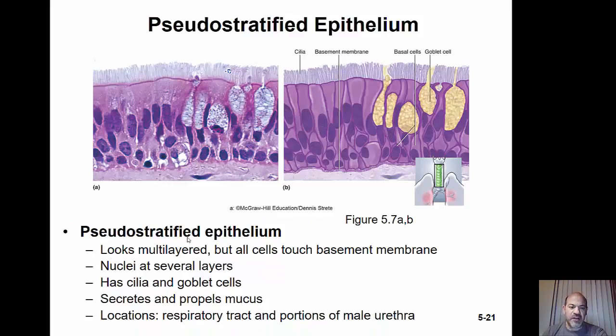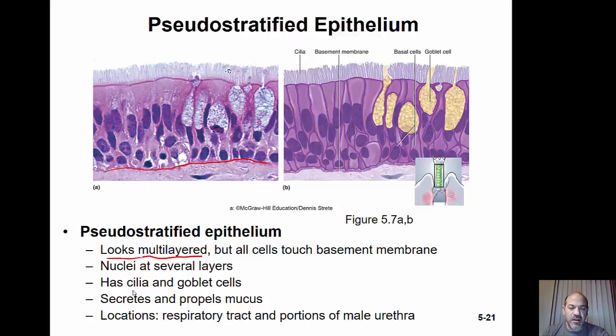Then we have pseudostratified epithelium here. Here it's going to look like it's multi-layered, but it's not. All of the cells are going to touch the basement membrane down here, and what makes it look stratified is that the nuclei are at different levels. So it looks like there are many layers of cells based on the fact that the nuclei are not all at the same level. But every one of those is going to touch the basement membrane. So it's a simple layer. It just looks stratified.